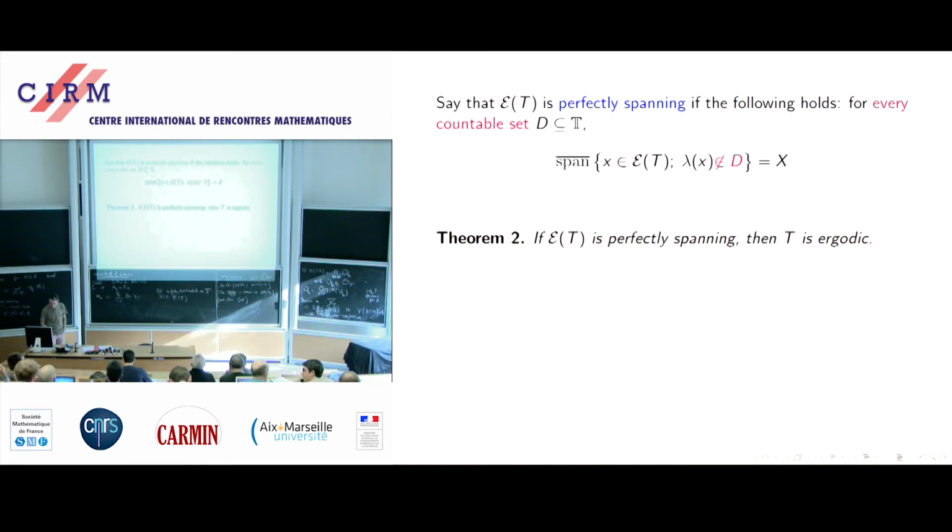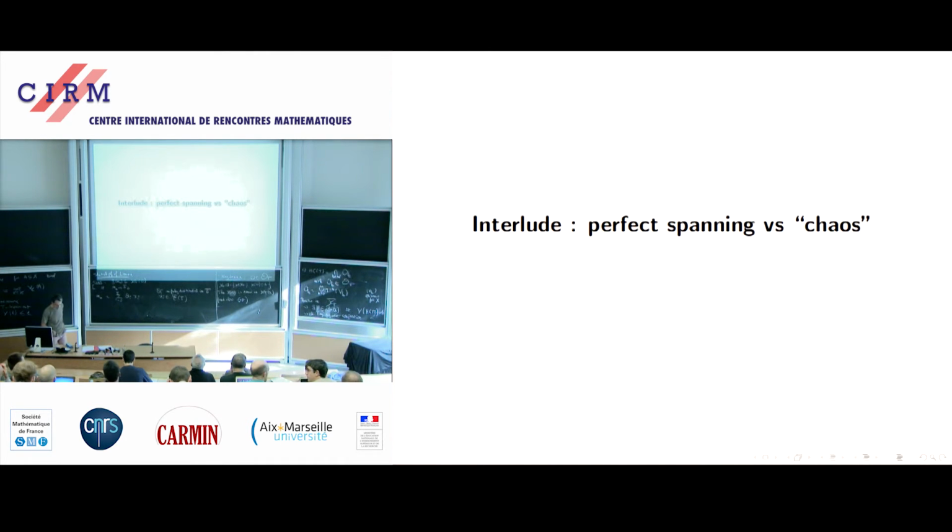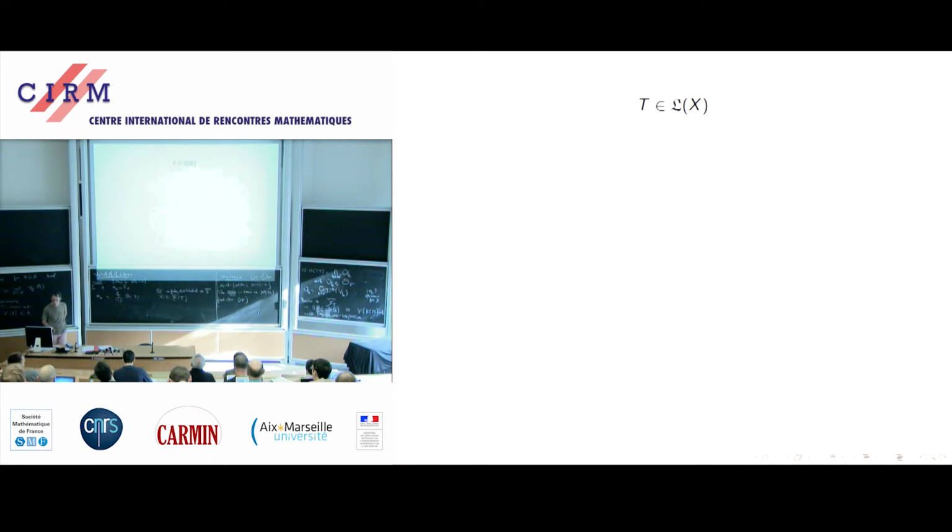So maybe a very short interlude, because I'm afraid I'm running out of time. A small remark about this perfect spanning property. So if you have an operator T, then in fact this perfect spanning property is equivalent to what follows.